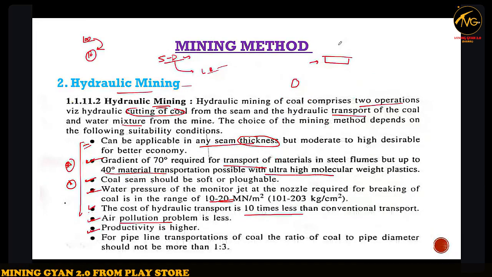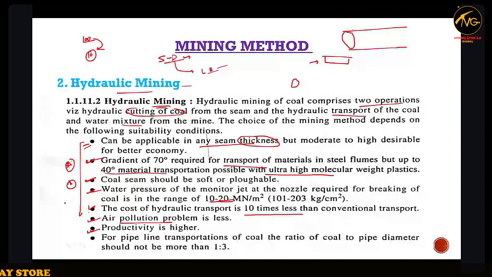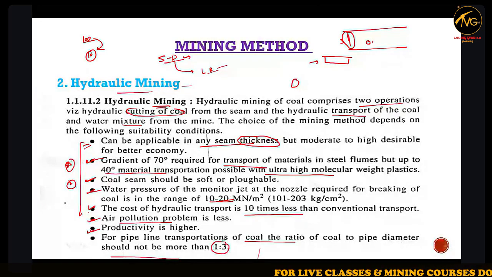Pipeline: suppose this is your pipe, this is your pipe's diameter, then the ratio, if this is the coal boulder and it is 1, then the pipe diameter should be 3 times. In pipeline transportation of coal, the ratio of coal to pipe diameter should not be more than 1:3. Okay, you should mug up each and every line.